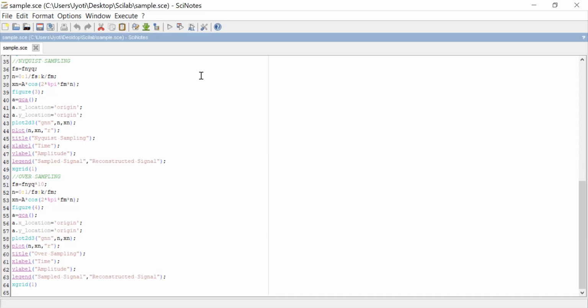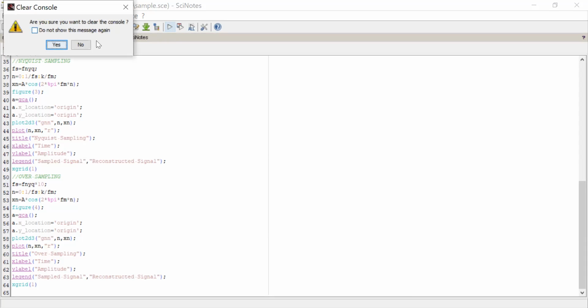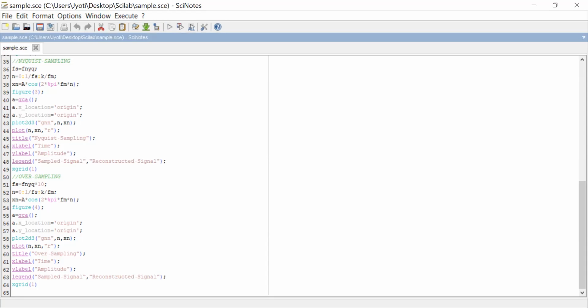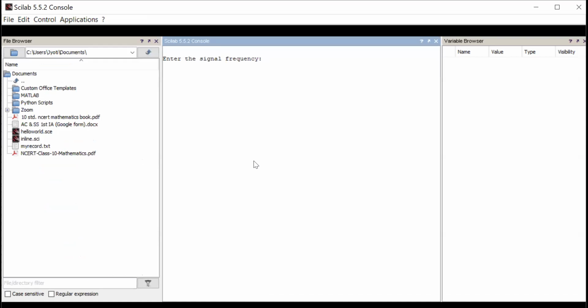Next, we'll execute this program. See here, the triangle arrow symbol is there. That is the execution part. You click on this. After clicking this, it asks whether you want to clear the console window. The console window is the command window where you type expressions and enter inputs. I'll click on yes. Now one more window is there. I'll open that window. See this part, this is what it is asking.